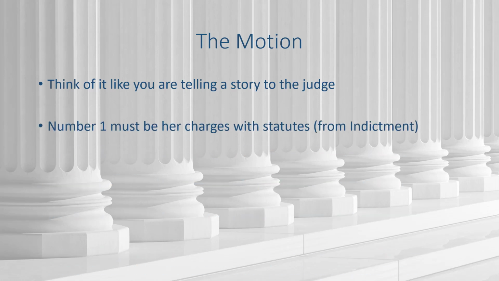First, number 1 must be her charges. Don't sway from this. Number 1 must be her charges with the statutes. Okay? You can find this information in the indictment. So numbered paragraph 1 would be something like Nicole Mannion is charged with 1 count of first-degree murder in the statute and 1 count of tampering with evidence in the statute. Okay? Something worded to that extent. Okay? So that's number 1. So you're explaining to the judge, here's what she's charged with.